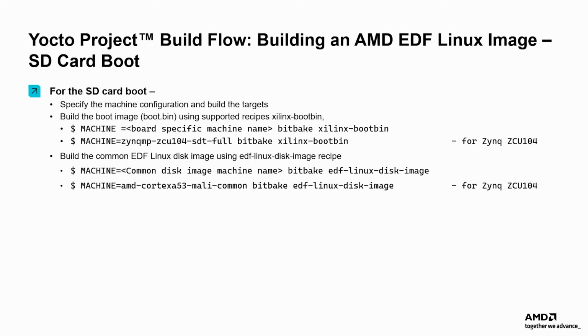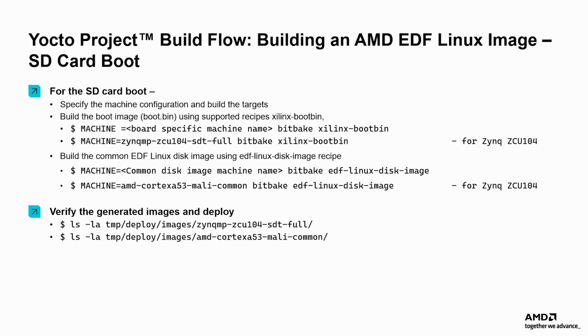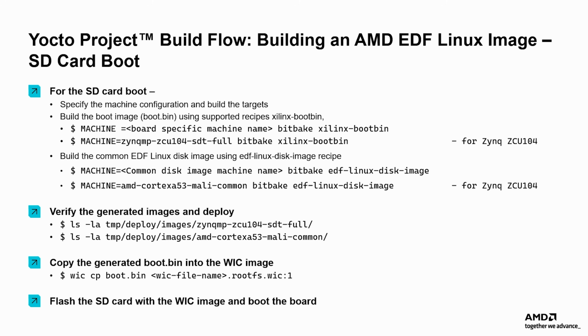Next, build the common EDF Linux disk image using the EDF Linux disk image recipe, which contains the EDF Linux OS. Here, the machine variable is set to the appropriate common disk image definition, such as amd-cortexa53-mali-common for the Zynq MPSoC ZCU104 board. When both the boot.bin and EDF Linux disk image are built, verify the generated files in the deploy directory with the following command. After verification, copy the boot.bin into the wic file using the wic cp command, ensuring the boot firmware and root file system are packaged together.